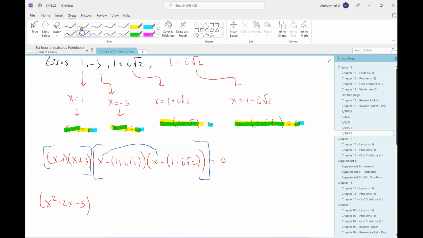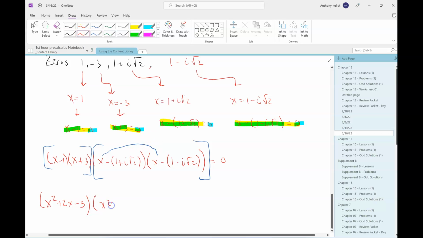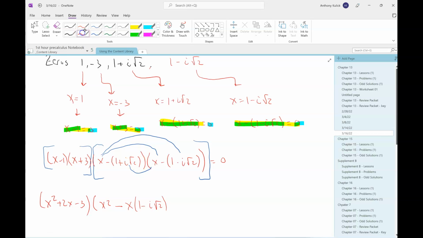So x times x, that's x squared. And then I'm going to do x times that whole thing. So I'm going to have the negative sign. I'm going to put the x in front. And then I'm going to write the parenthesis. And I'm going to do the same thing here.